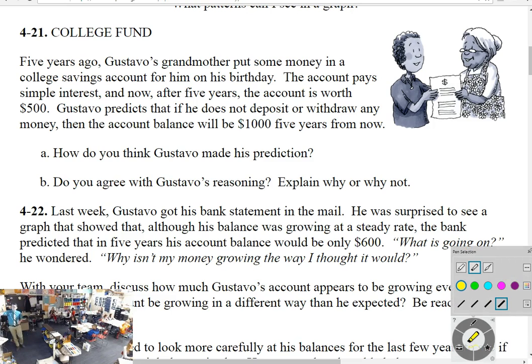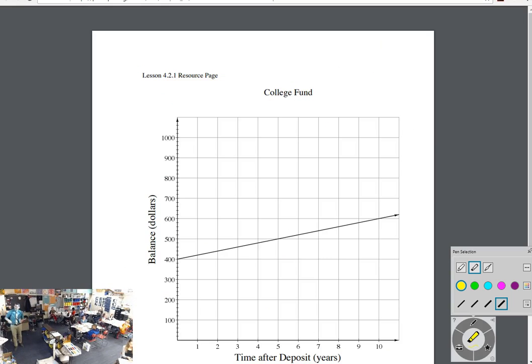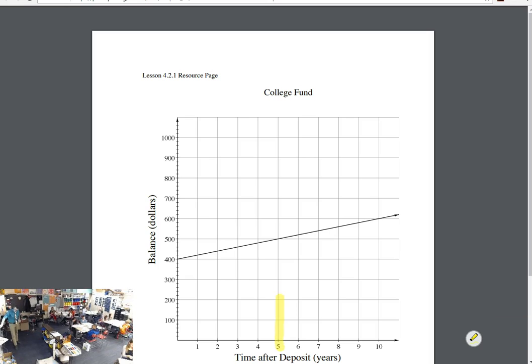So you guys all have your resource page in front of you? Woo, my board needs oriented. So we have this resource page, right? Time after deposit in years. We are looking at this. So go ahead and mark that point right above 5 years. And if you trace it over and look at where it goes, how much money is in the account? $500.